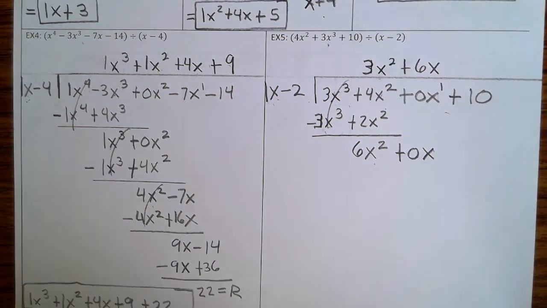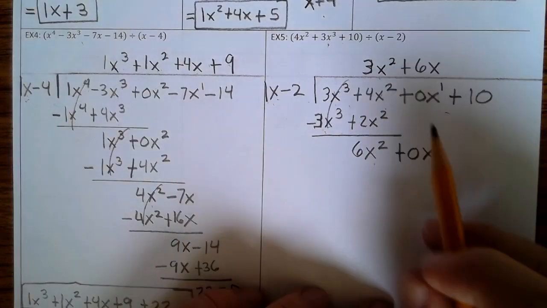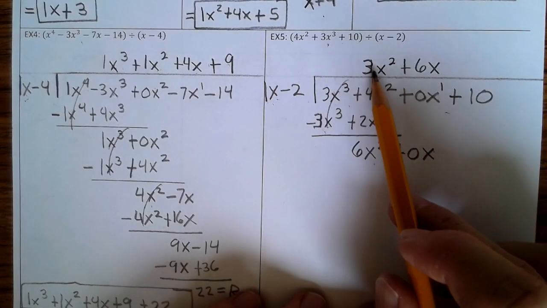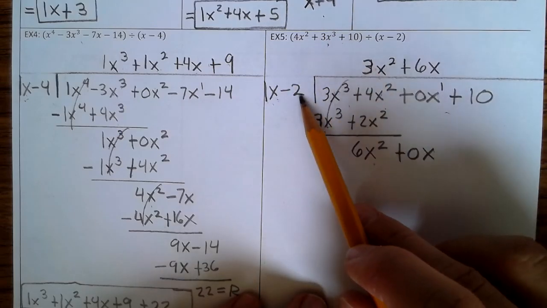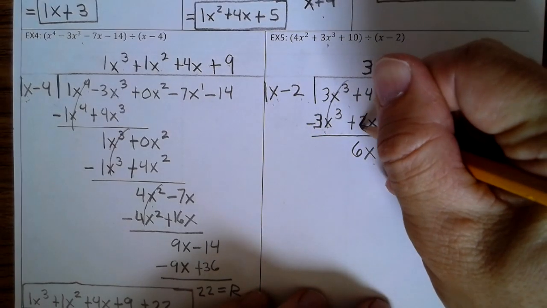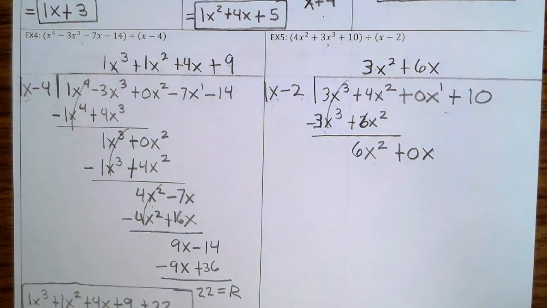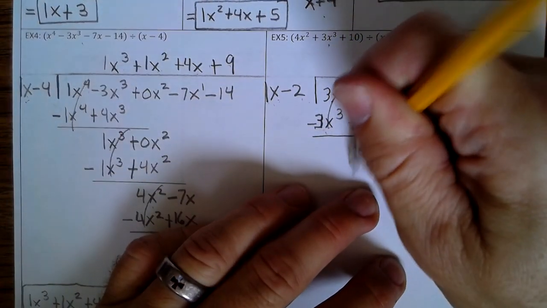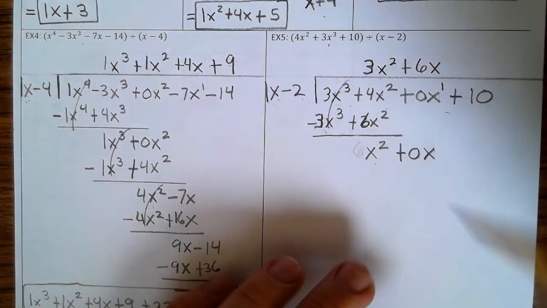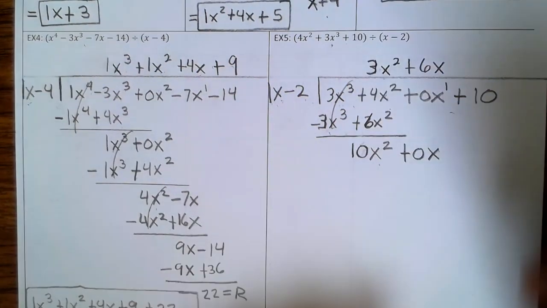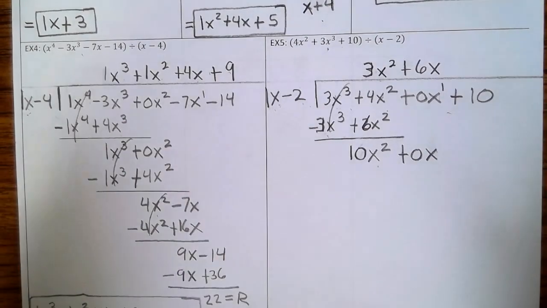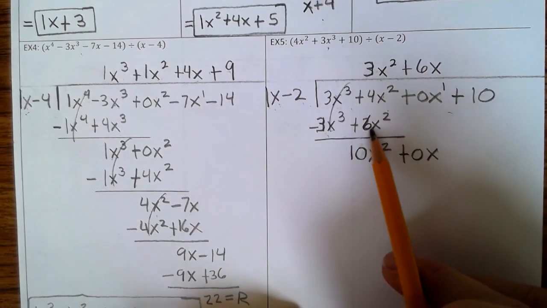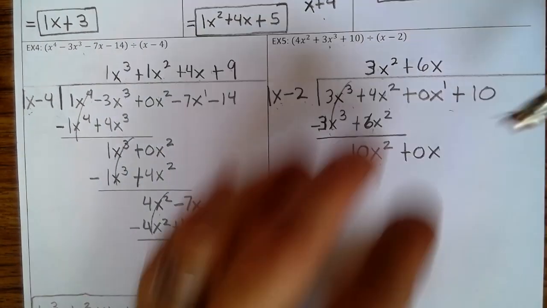Oh, wait. So 3 times x is 3x, but 3 times 2 is 6. So 4 and 6 is 10. So again, it's very important that you look over your work, and sometimes you want to rework it, and you'll catch mistakes like that, okay?